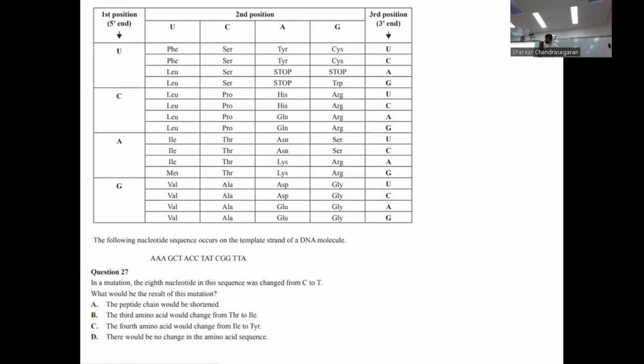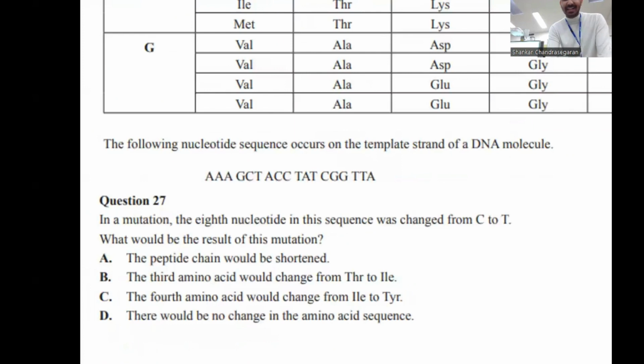All right, let's look at this, right? A mutation in the eighth nucleotide in the sequence was changed from a C to a G. So in these kinds of questions, your first move should always be to underline which nucleotide they're talking about, right? So a mutation in the eighth nucleotide in the sequence. What is the eighth nucleotide here? Right? So it was changed from a C to a G.